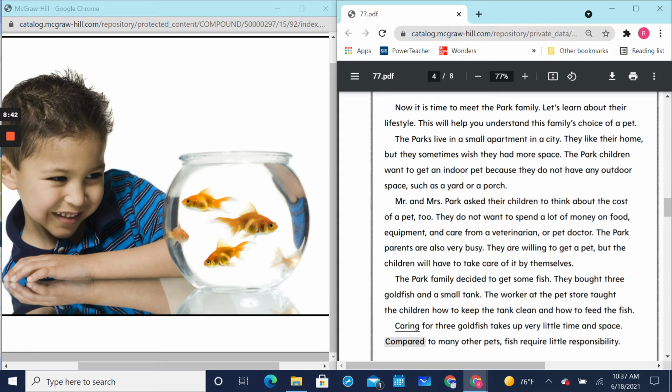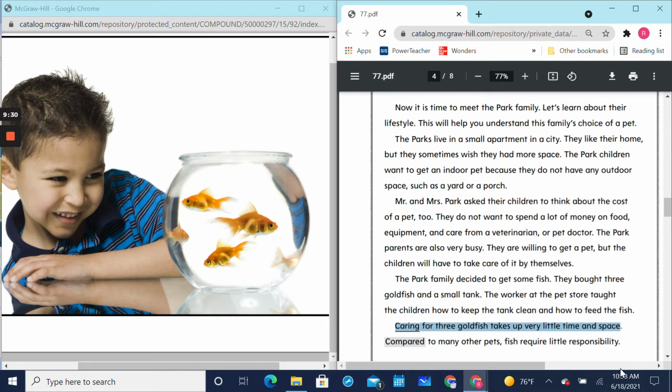So, based on the words that we have just read, particularly this sentence, caring for 3 goldfish takes up very little time and space. If I think about my prediction, I predicted that the reason that this family chose fish as a pet was because they may not have had a lot of time to take care of all the responsibilities of other pets. And having read this, I can confirm that my prediction was correct.